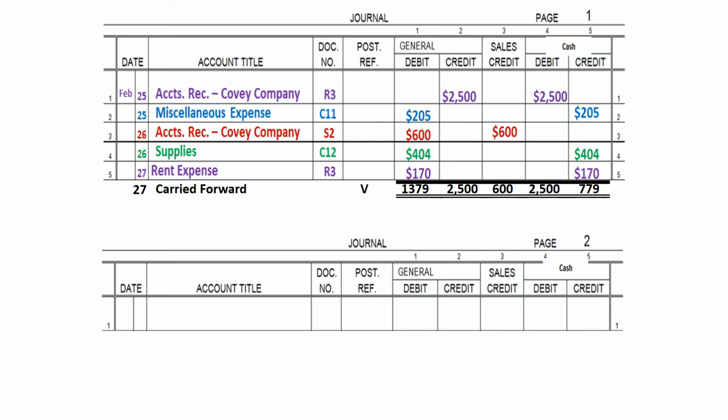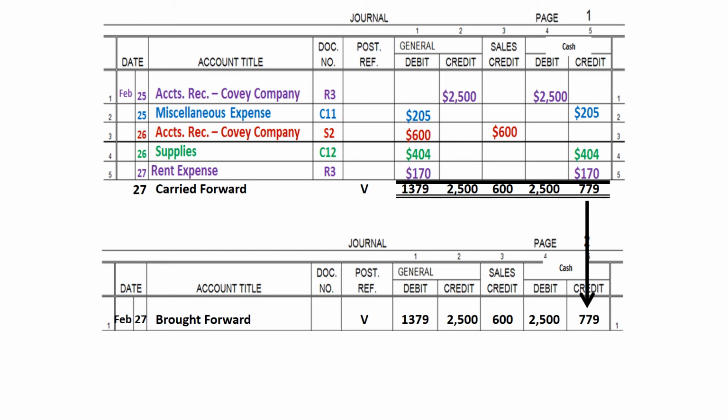And really, all I'm going to do is write the same date of the transaction, 27. Now, instead of carried forward, I'm going to say brought forward. So I carry it from page 1 and I bring it to page 2. Carried forward, brought forward. No doc number is needed here. Okay, I'm going to put in that check mark, that's for later, and all I'm going to do is just transfer this straight down. So 1379 in general debit is going to be a 1379. 2500 is 2500, 600, 600, 2500, 2500.